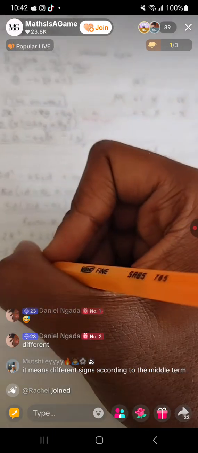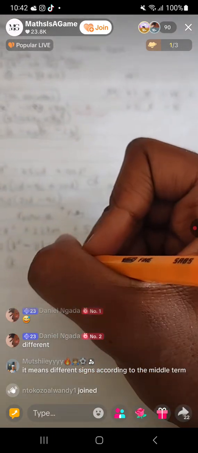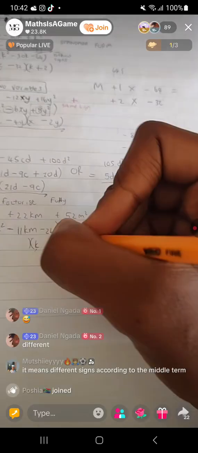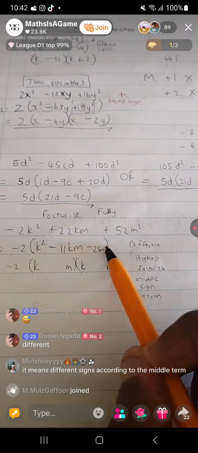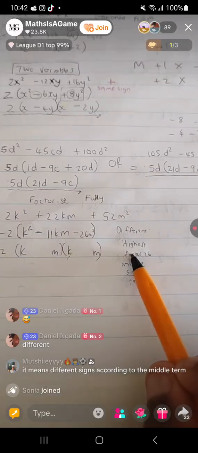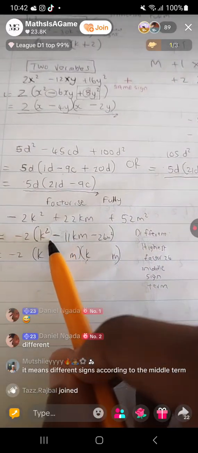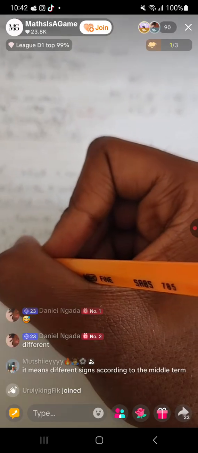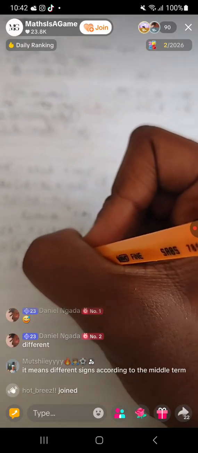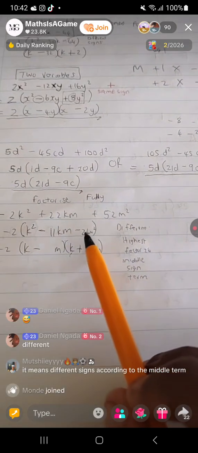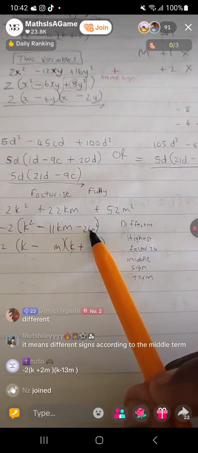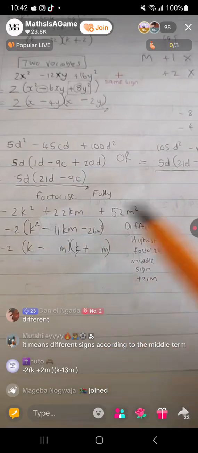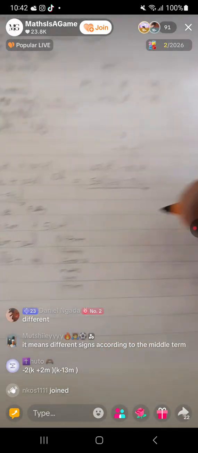Now, let's start with the letters. K and K give us K squared. M and M give us M squared. The highest factor is going to have a negative sign. So we are going to say negative, positive. Then we are going to look for the factors of 26. When we multiply them, they need to give us 26. When we add, give us negative 11.